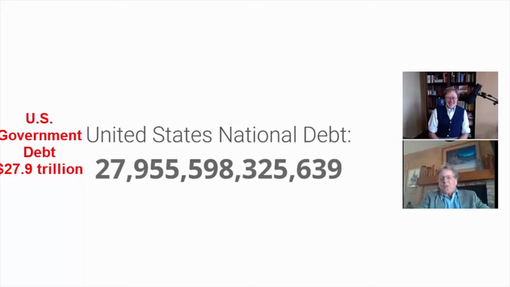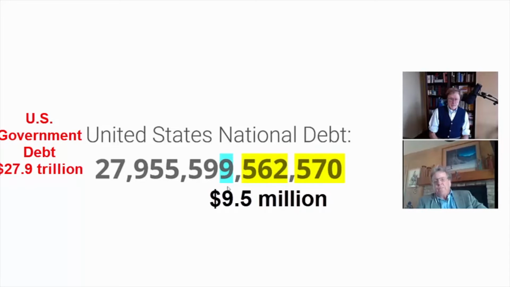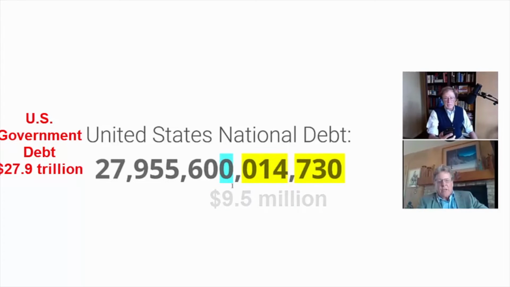Okay, so Eric, we're going to take a look at this clock and everybody can see that it's running. The first three numbers are hundreds. The next three numbers are thousands. And if you look at this 9, this is $9.5 million. So we're going to see how fast the government's national debt goes up by $1 million. So when this turns into a 0, I'm going to start counting.